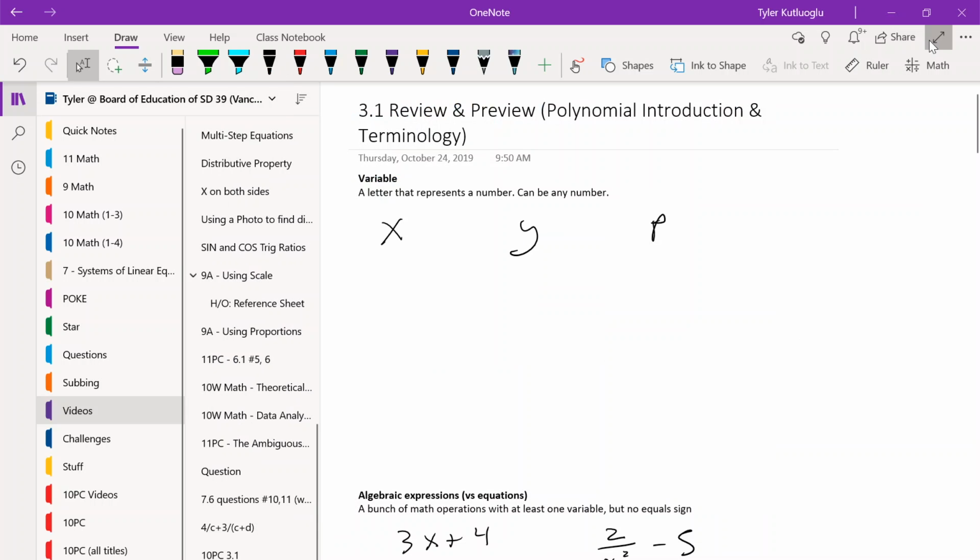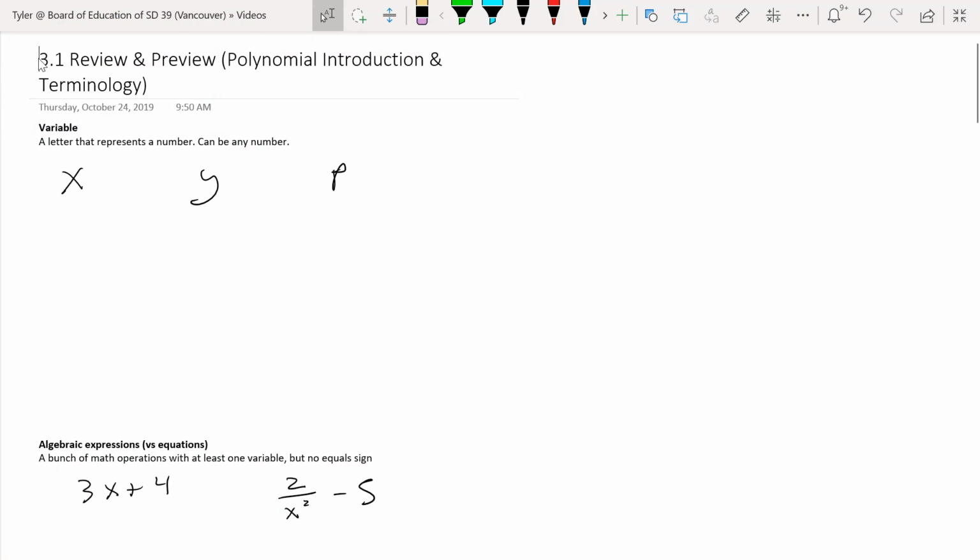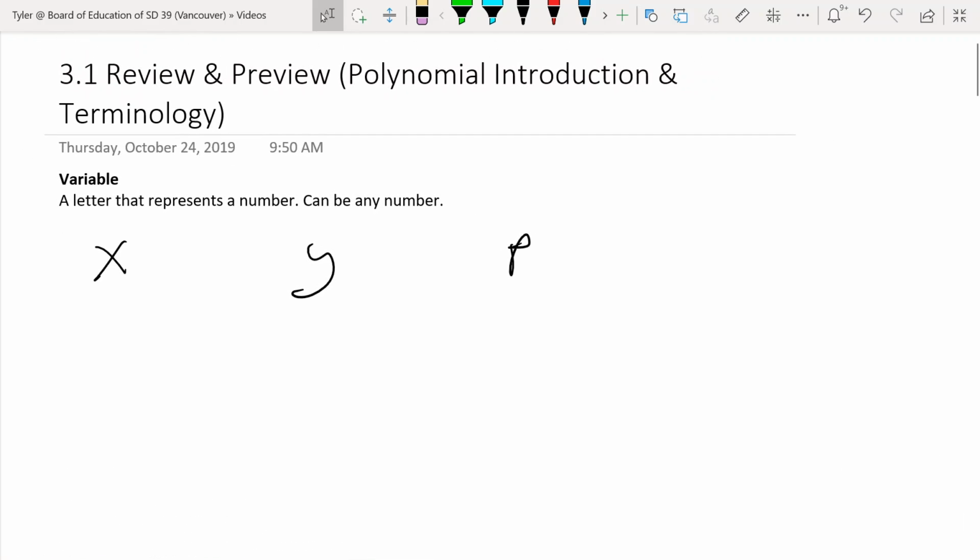All right, so for Unit 3, we're going to be talking about polynomials. Today, before we learn any major new stuff, we're just going to go over a lot of terminology. This could be really important for the entire unit. Some of it will be review, some of it will be a little different. All right, let's go through it.